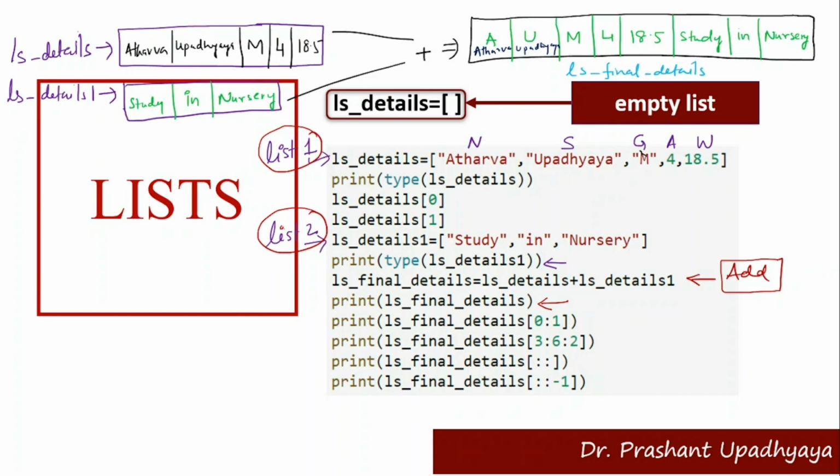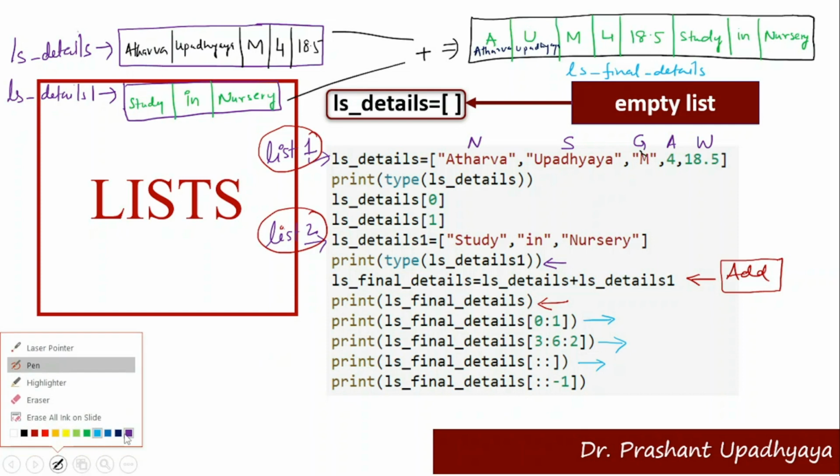This will be my ls_final_detail. Now see, if I'm performing some operation like ls_final_details[0:1], what output should I get? Or if I'm performing an operation like [3:6:2], we will see how it works.